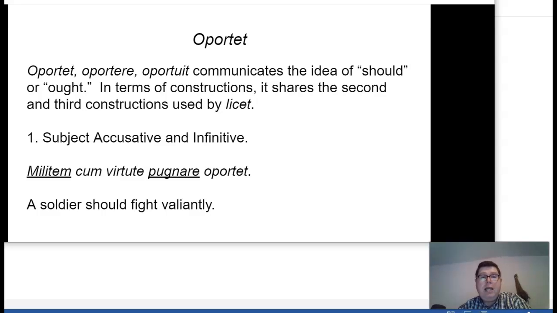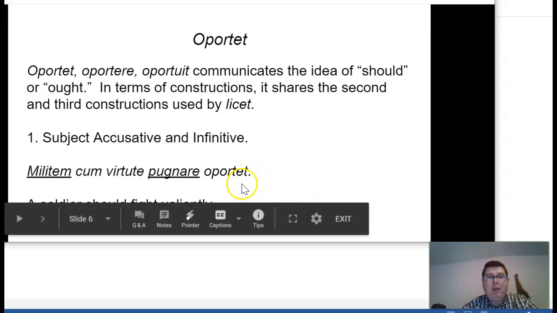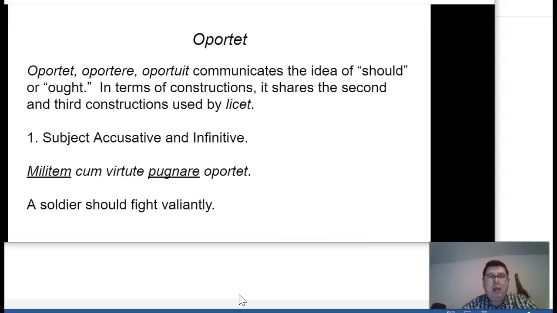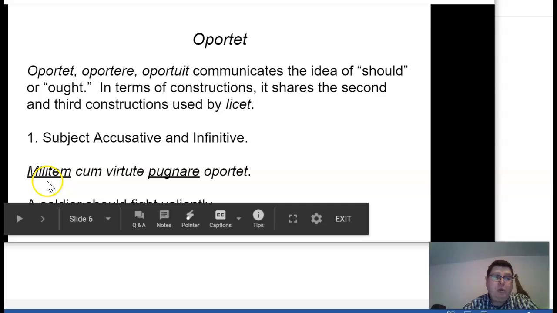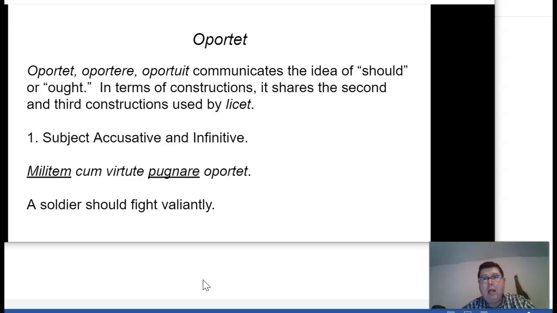One is with that subject accusative and an infinitive. Okay, so militem cum virtute pugnare oportet. Maybe if you want to be grossly literal, you can say something like, it is important, or it is imperative that a soldier fight with valor, or simply valiantly. But it probably is just easier to take this subject accusative of the infinitive and turn that into your subject of should or ought, or was supposed to. That would work fine too. Okay, so that's one way that oportet works.